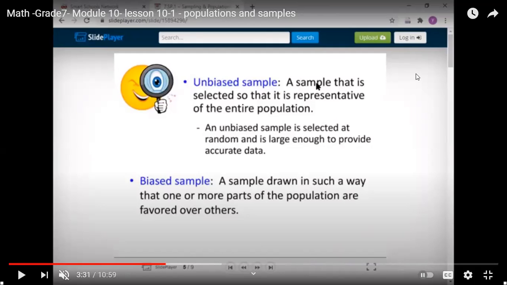So this one will be a biased sample, but an unbiased sample is a sample that is selected so it is representative of the entire population, and an unbiased sample is selected at random and is large enough to provide accurate data. So an unbiased sample should be random, and we said which one is better, biased sample or random sample? Random sample. Why is a random sample better?